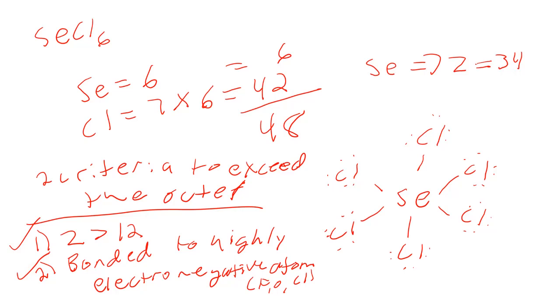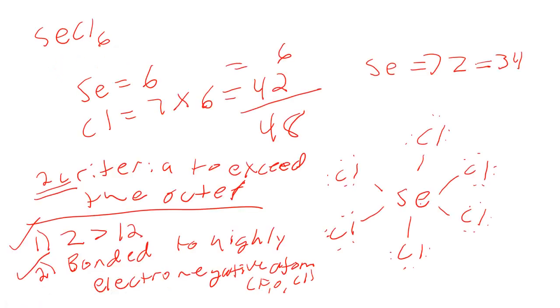But you always have to meet these 2 criteria in order to be able to exceed the octet on the central atom. Okay, if either of those criteria is not met, then you cannot exceed the octet on your central atom. Okay, so let's get back to our table here.